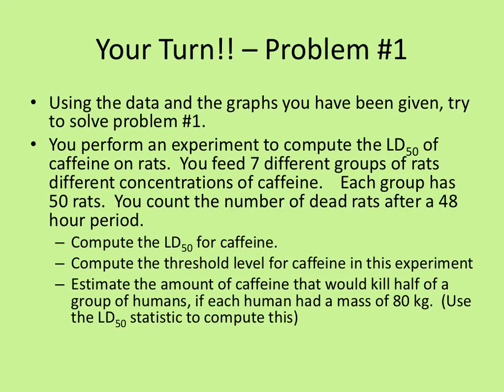So the 3 things you need to do are: determine the LD50 for caffeine using the graph method, then figure out the threshold using the graph, and then once you have the LD50, see if you can calculate or estimate how much caffeine it would take to kill a person based on their mass of 80 kilograms. So pause here, take a moment, and try this out, and when you're ready, then you can unpause the video and see the solution.